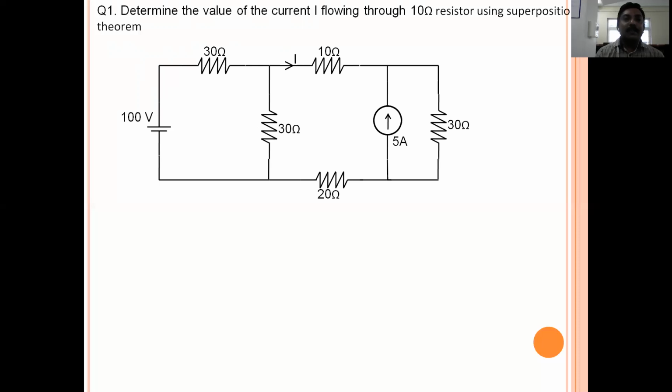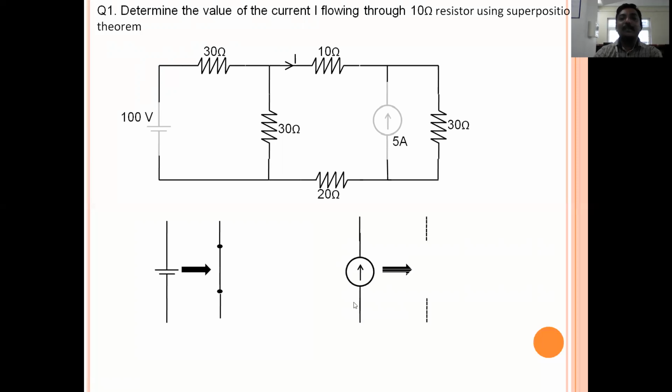Just have a look at this network. Here we have more than one source, that is, two sources: the 100-volt voltage source and the 5 ampere current source. As you know, the voltage source can be deactivated by replacing it with a short circuit, and the current source can be deactivated by replacing it with an open circuit.